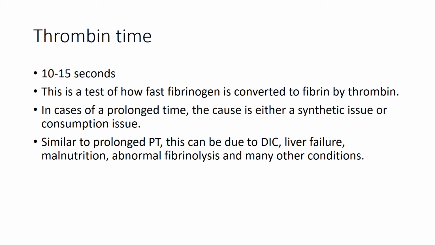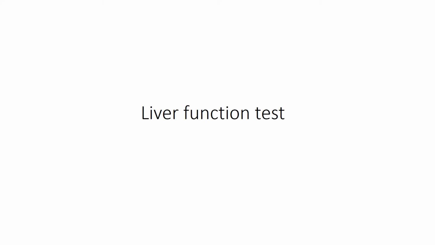Thrombin time. This is the test of how fast fibrinogen is converted to fibrin by thrombin, normal between 10 to 15 seconds. In case of a prolonged time, the cause is either a synthetic issue or consumption issue. Similar to prolonged prothrombin time, this can be due to DIC, liver failure, malnutrition, abnormal fibrinolysis, and many other conditions.